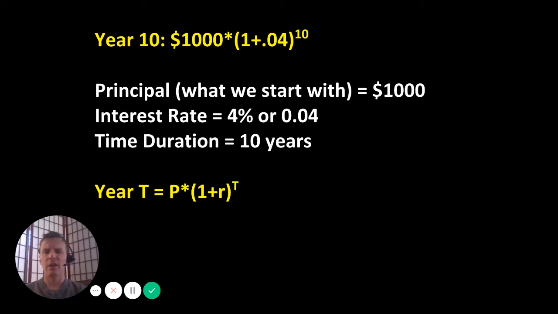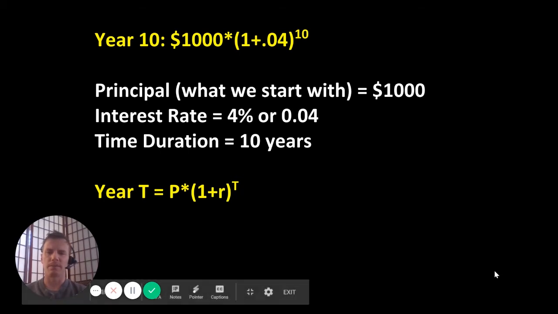And we can say that the money we have in year T is equal to P, or the principal, times (1 plus R), where R is the interest rate, and 1 plus R is within a set of parentheses, all to the T power, where T is the time duration, or how long we're going to leave the money in that savings account.